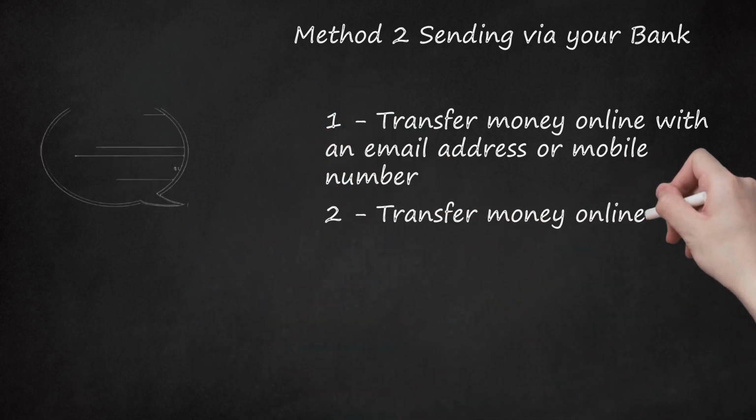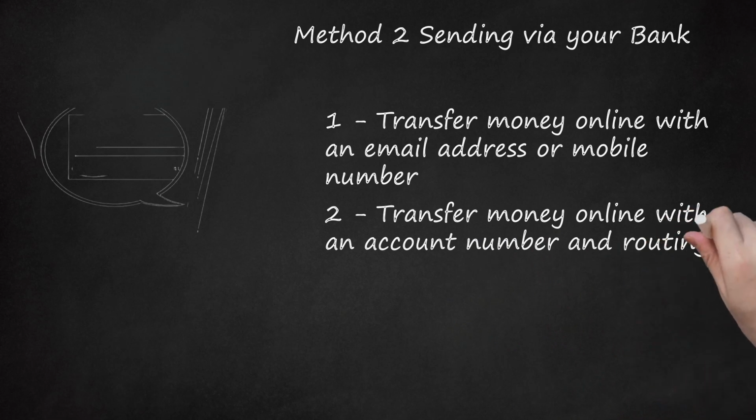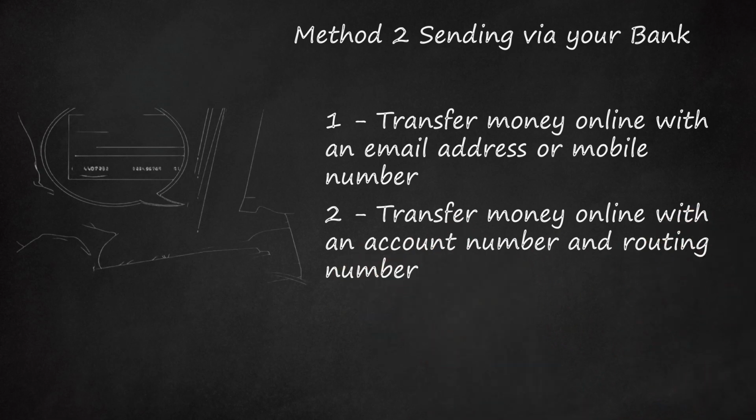2. Transfer money online with an account number and routing number. This lets you send money to someone else's account, or between your account at different financial institutions. For this transfer, you need to know the account number and transit routing number of the recipient. A transit routing number, also commonly known as a check routing number, ABA number, or routing transit number, RTN, is a 9-digit code that identifies the bank, its branch and location.